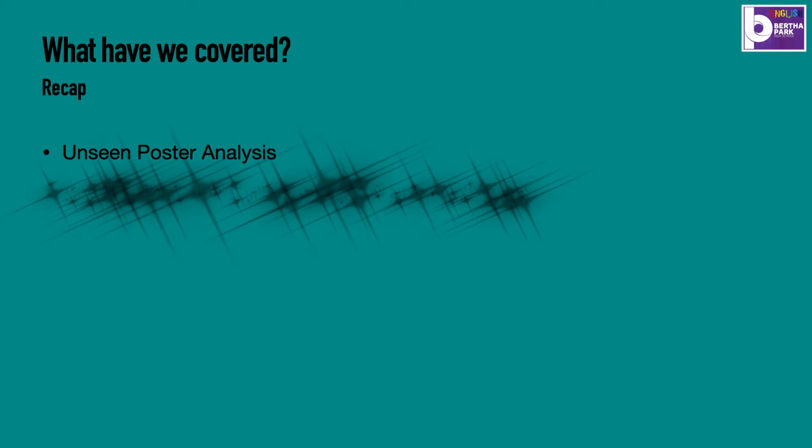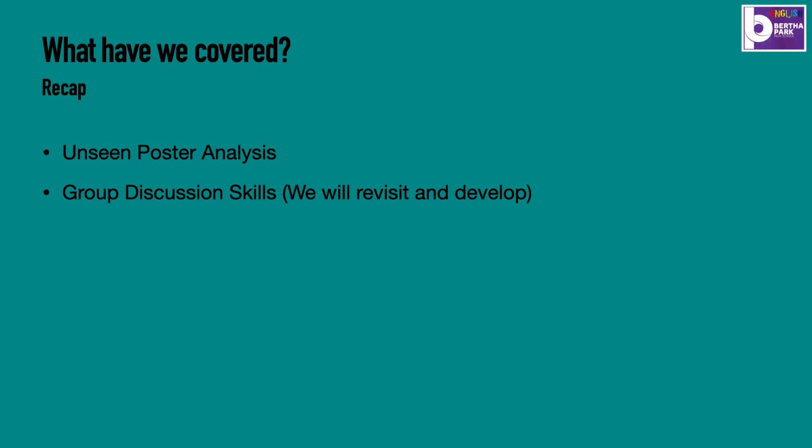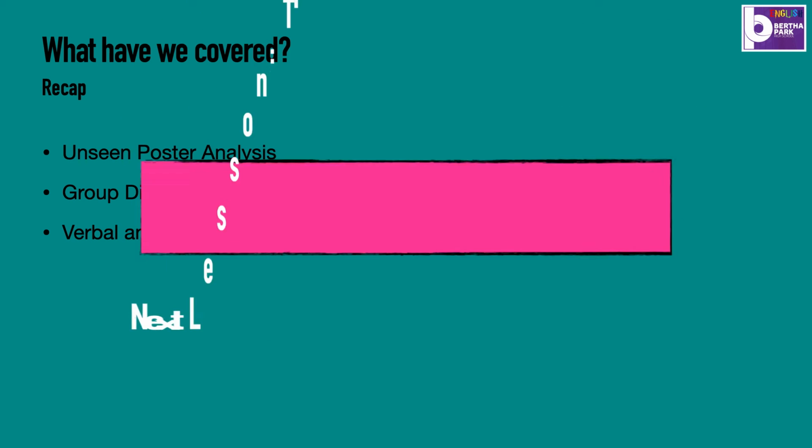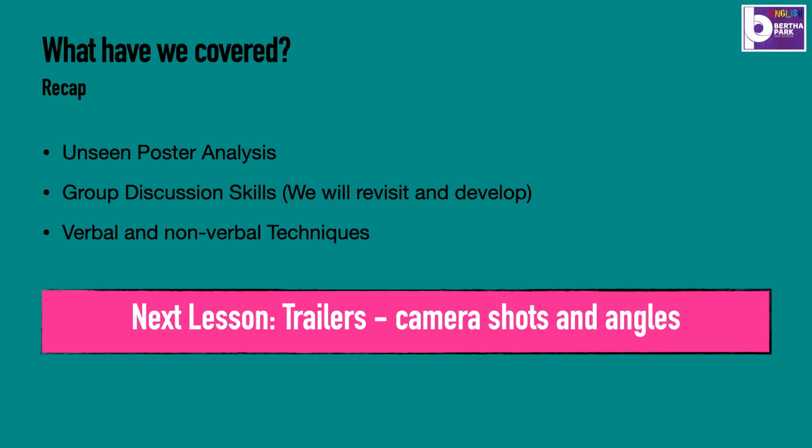So to recap then for today, we have looked at unseen poster analysis, which is very similar to what you'll do for your final assessment. We've talked about group discussion skills, but we will revisit this and develop this in the final lesson as well. We've looked at verbal and non-verbal techniques. And next week, we are going to be focusing on trailers and especially focusing on camera shots and angles.